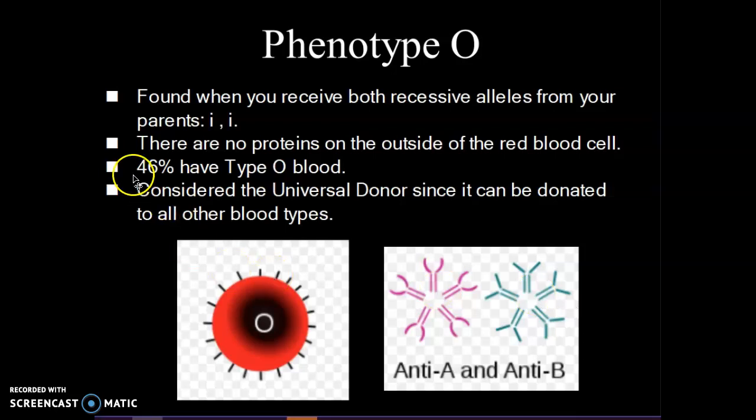But look how common this is. 46% of the world's population has type O. That's very close to half. So obviously the only way to get O is homozygous recessive. You have to receive an O from your mom and an O from your dad.